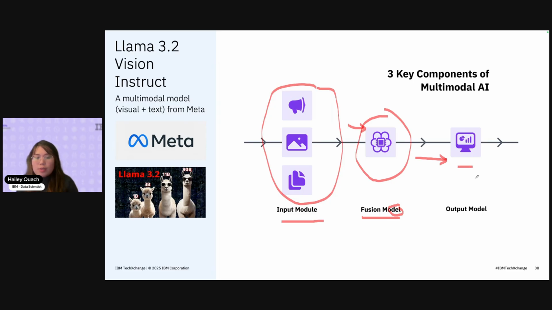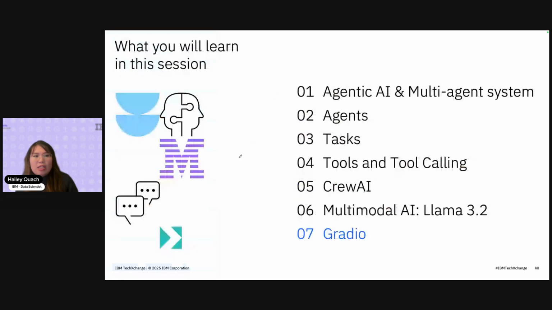The Llama 3.2 Vision Instruct model is a multimodal model, which has the capability to accept visual and text input data from the user. And this model is from Meta.